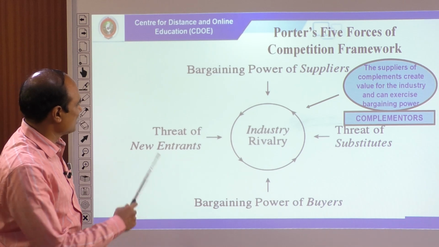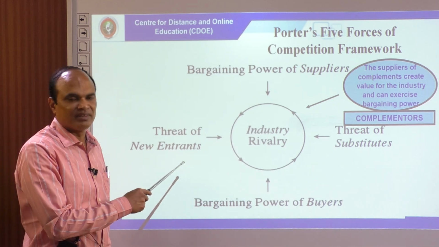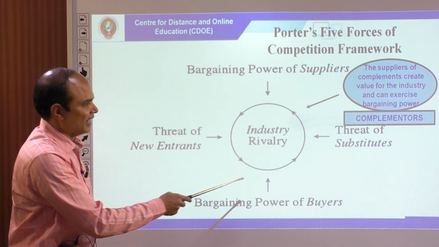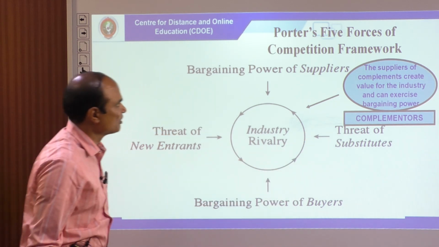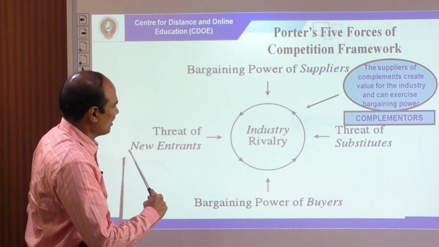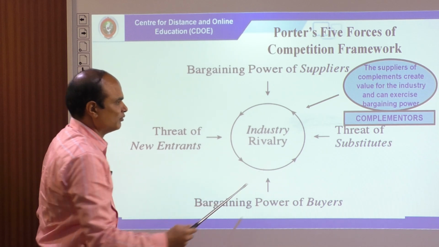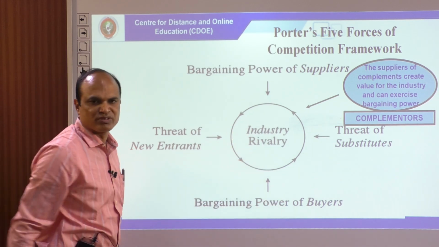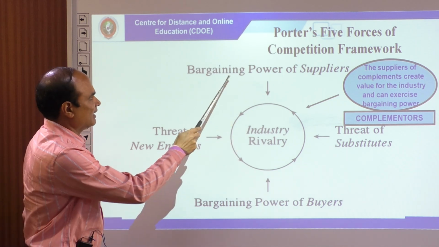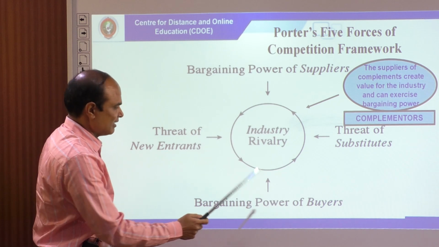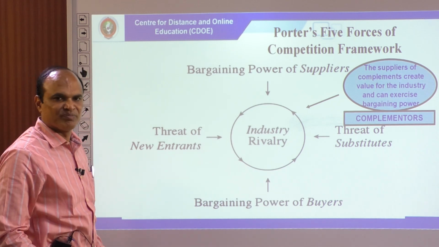So, to start with the threat of new entrants, then the industry rivalry and the threat of substitutes. These are the horizontal forces: threat of new entrants, industry rivalry and threat of substitutes, and the vertical ones, the bargaining power of suppliers and the bargaining power of buyers.